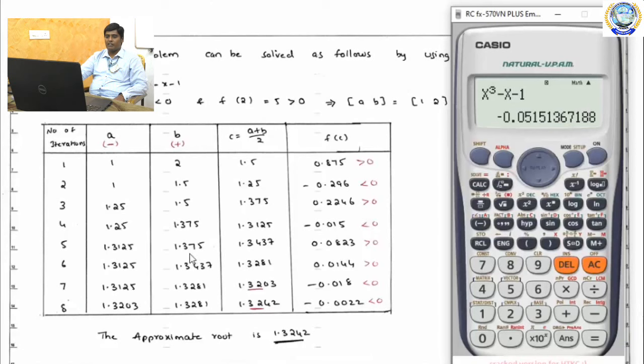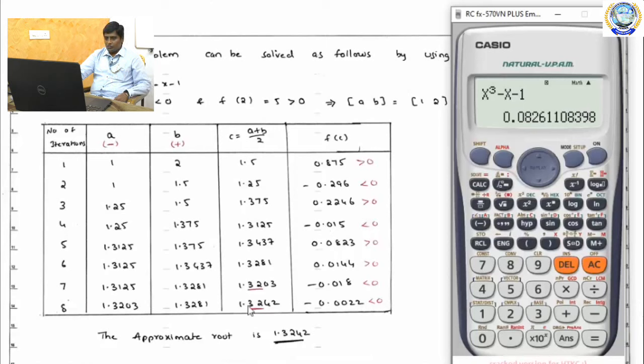So I will take again the average between these two things. CALC. A is 1.3125. Then B is 1.375. Then we will get an average, 1.34375. Now we will check whether it is positive or negative. X equals 1.34375 gives 0.0. It is positive. So I have to replace B, 1.375, by 1.34375. The root lies between 1.3125 and 1.34375. Like this we will go on up to here.